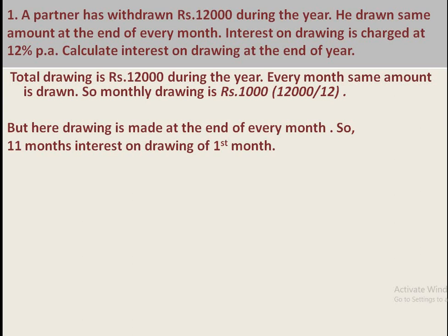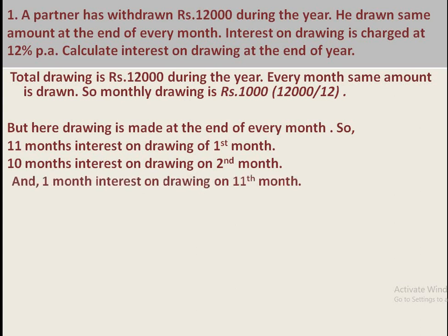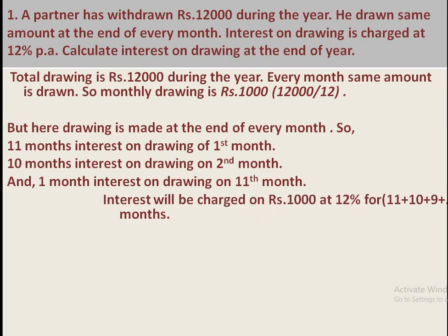Because suppose my first month is January, I'm making the drawing on 31st January. So 1 month is already gone. My interest will be charged from February up to December. So only how many months' interest is charged? 11 months. Same for the second month's drawing, interest will be charged for 10 months. For the third month's drawing of 1000, interest will be charged for 9 months. And same continuing, for the drawing made at the end of the 11th month, 1 month's interest is charged. And for the drawing made at the end of the 12th month, interest is not charged because on the same day your accounting year ends.